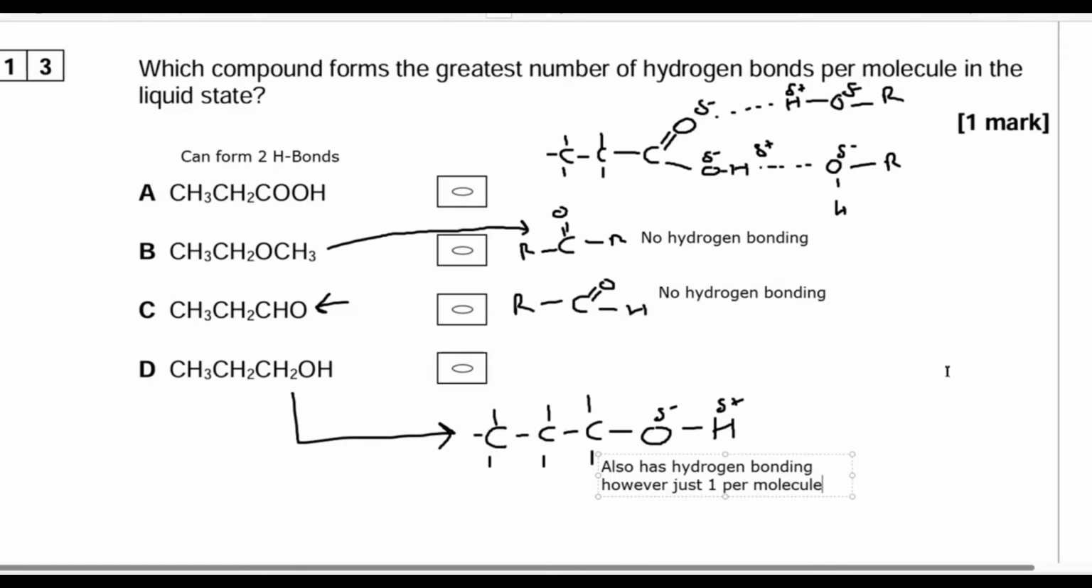So this can chain onto another propanol, and that can go on to another, etc., like that. So essentially, there's only one hydrogen bond formed per molecule. So there's only one point of hydrogen bonding here. So this is going to have a lower melting point and therefore weaker hydrogen bonds.